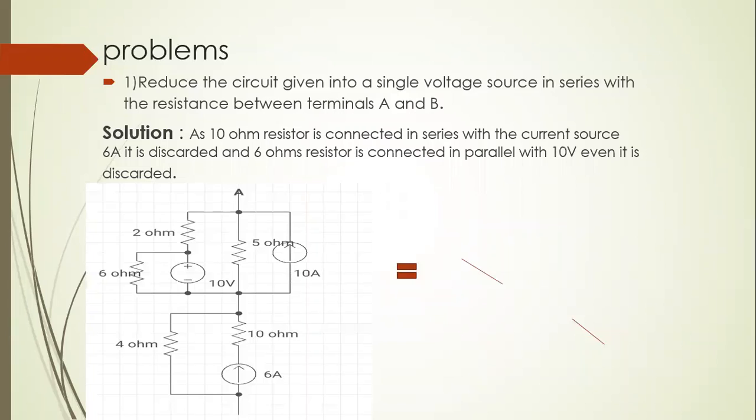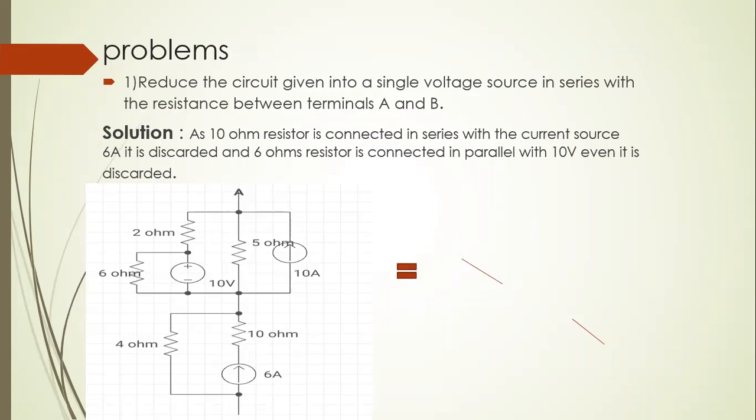The given problem is: reduce the given circuit into a single voltage source in series with a resistance between the terminals A and B. So A and B are the two terminals, the circuit is given here, and we need to reduce this into a single voltage source and a resistance in series with it.